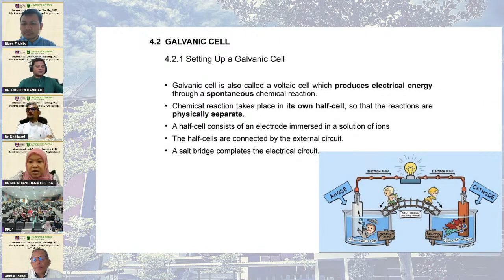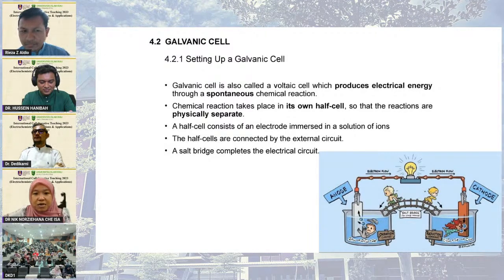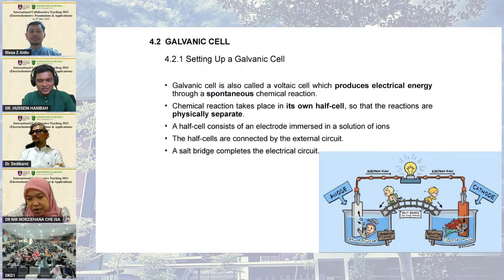Okay, so now we go further into the galvanic cell. Remember, you have separated half cells here. We also know the galvanic cell as a voltaic cell, which produces electrical energy through a spontaneous chemical reaction. The chemical reaction always takes place in its own half cell. We have the half cell for the anode and the half cell for the cathode, and the reactions are physically separated.